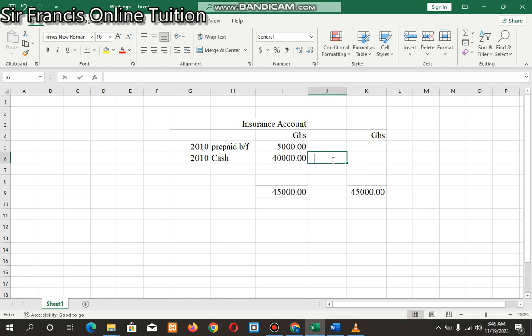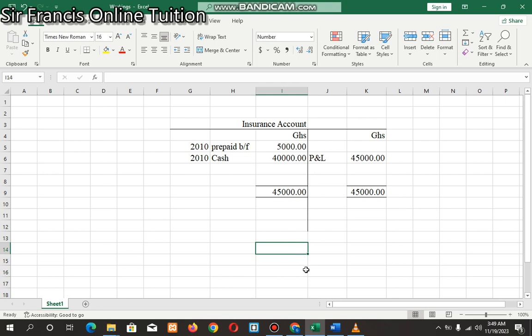So here the difference will be P and L, because we are taking it to the profit and loss account. Okay, so this is the amount that will be taken to the profit and loss account as insurance. Because in the profit and loss account, that's where we will sum up all our expenses together. We take it from our revenue for the year, and we get our net profit.